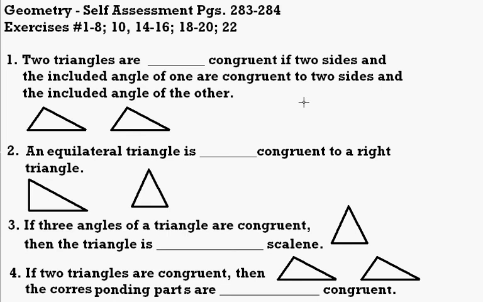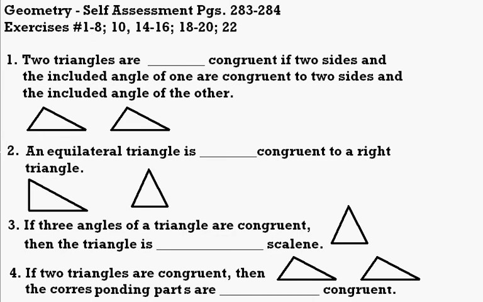Alright, this is Geometry Self-Assessment, pages 283, 284, exercises 1 through 8, 10, 14 through 16, 18 through 20, and 22. Number 1. Two triangles are blank congruent if two sides and the included angle of one are congruent to two sides and the included angle of the other.